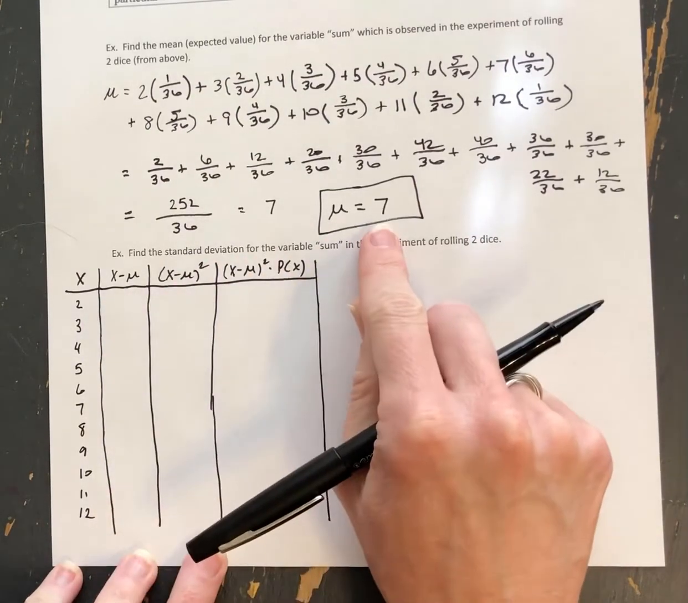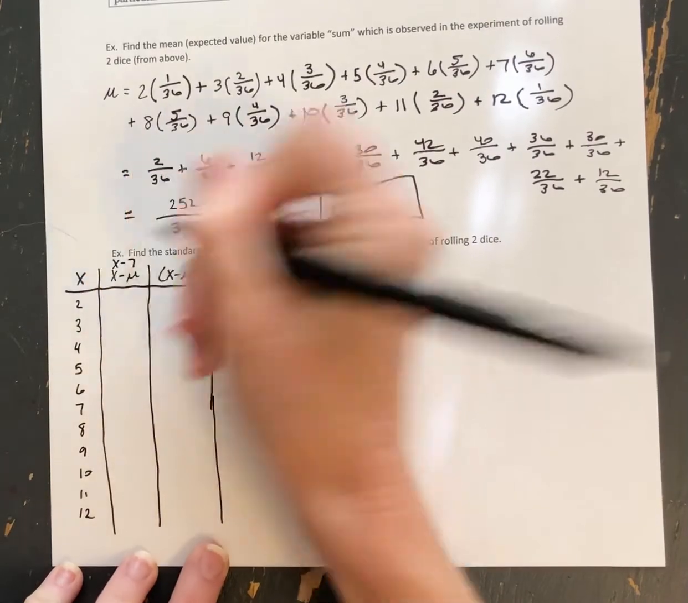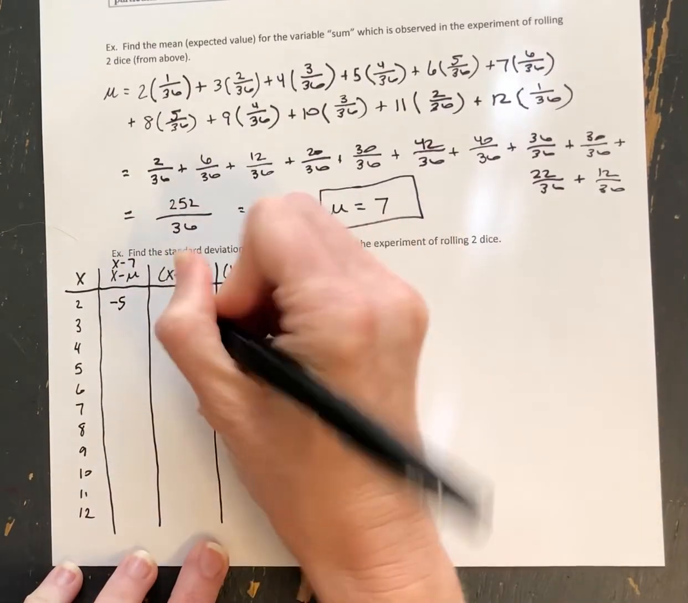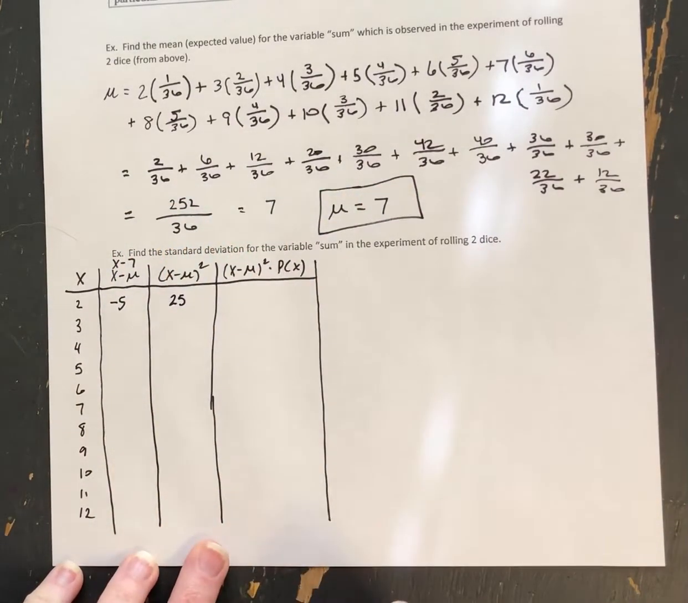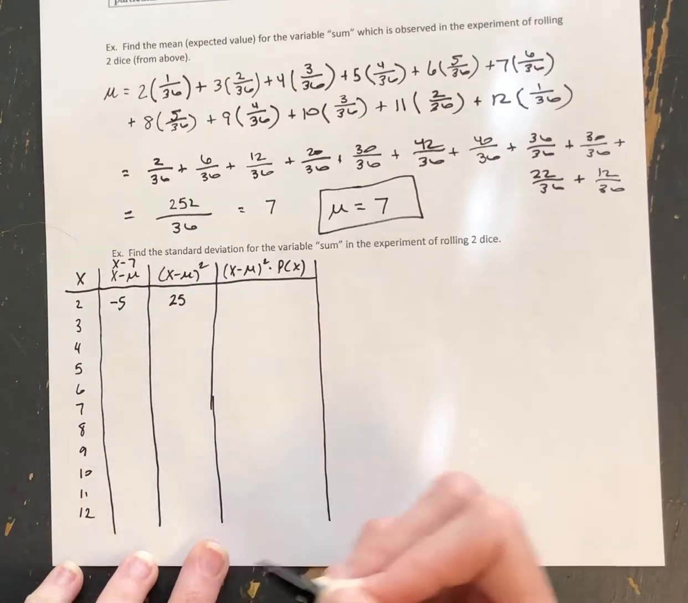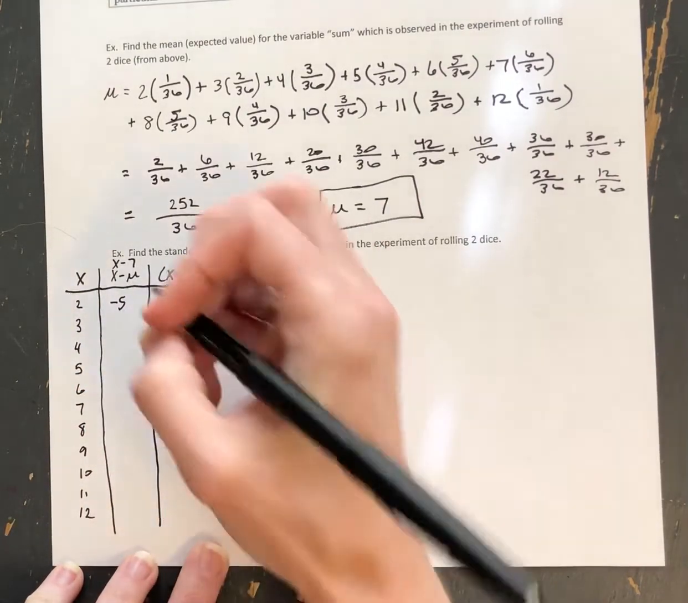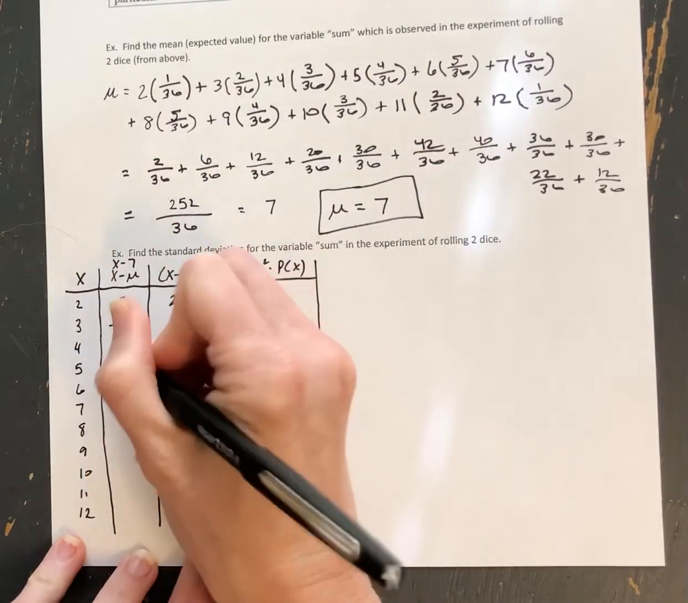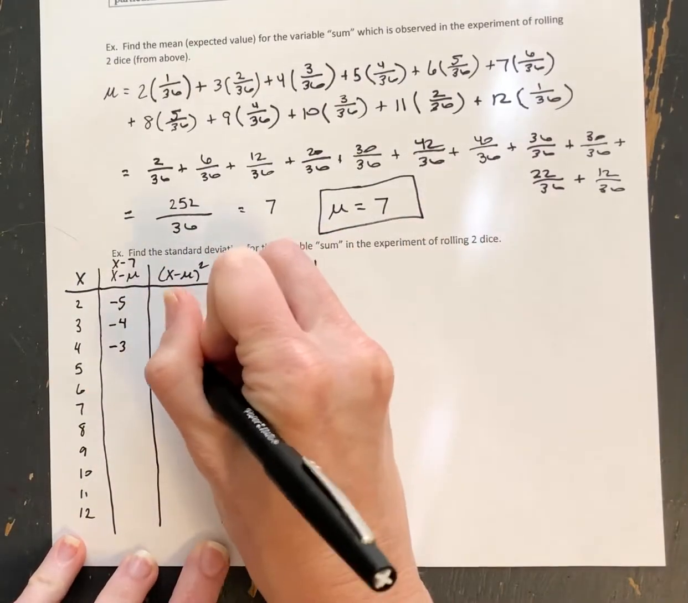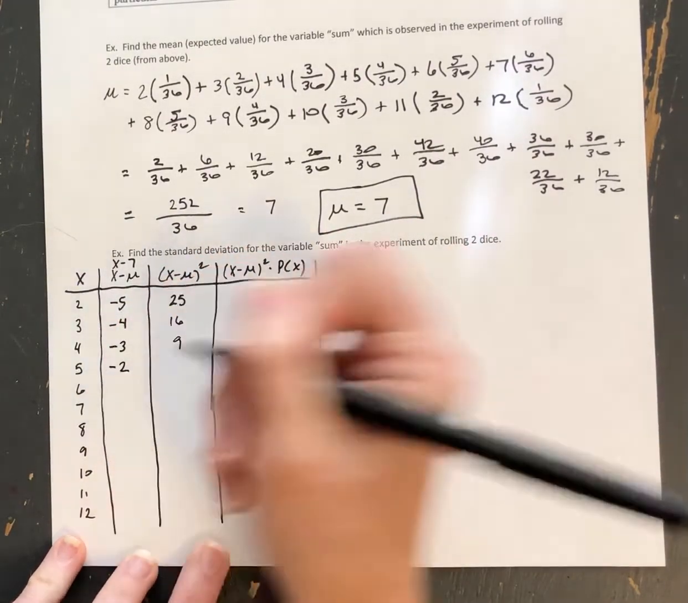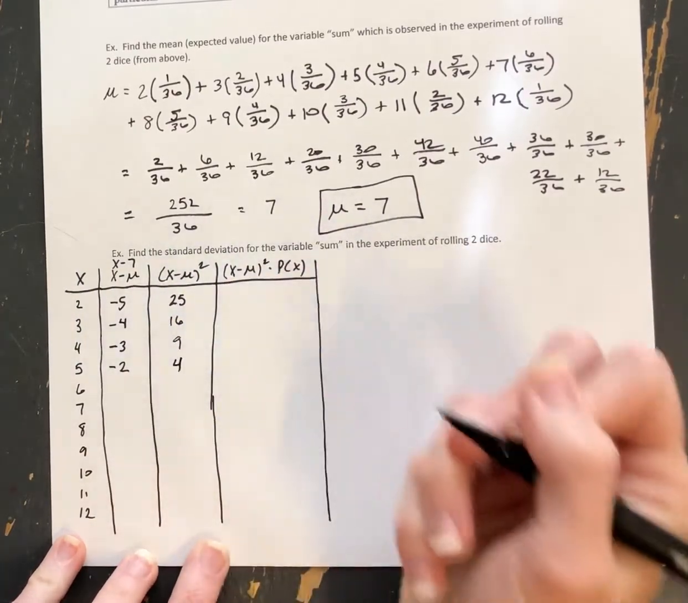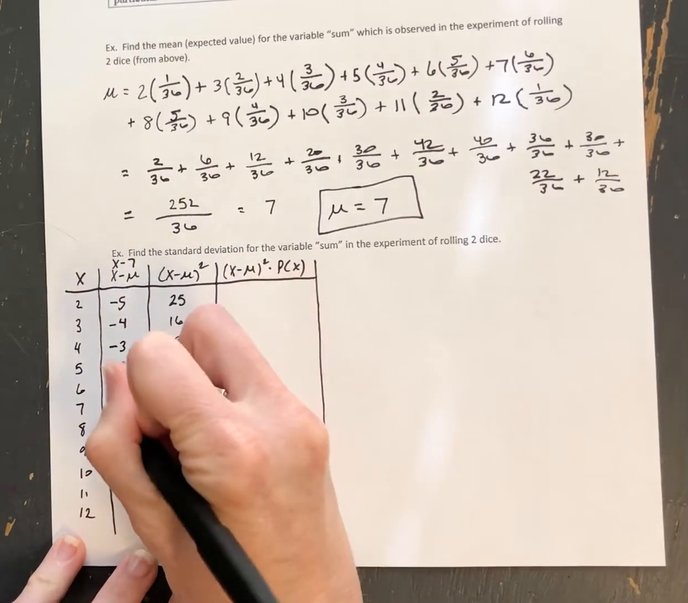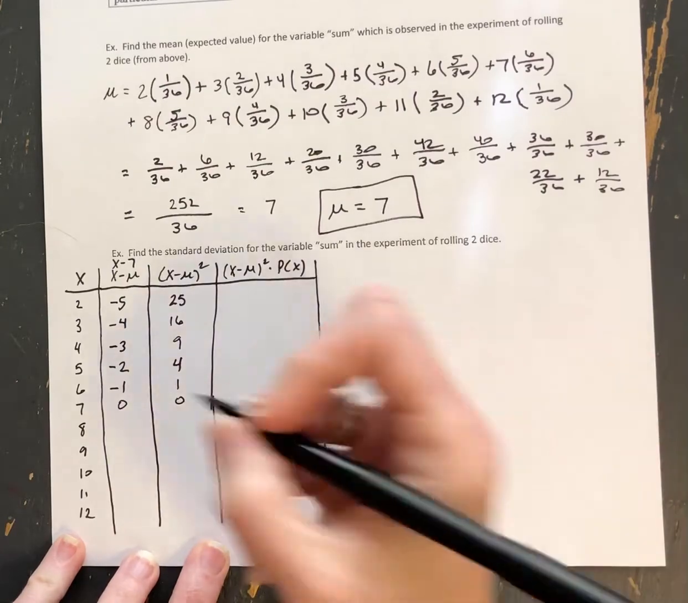Our mean, remember, we just calculated was 7, so this column is going to be each x value minus 7. So I've got 2 minus 7 here, which is -5, and squared is positive 25. So we're going to just fill these in as we go. 3 minus 7 is -4. Squared is 16. 4 minus 7 is -3. Squared is 9. 5 minus 7 is -2. Squared is 4. 6 minus 7 is -1, squared is 1. 7 minus 7 is 0, and 0 squared is still 0.